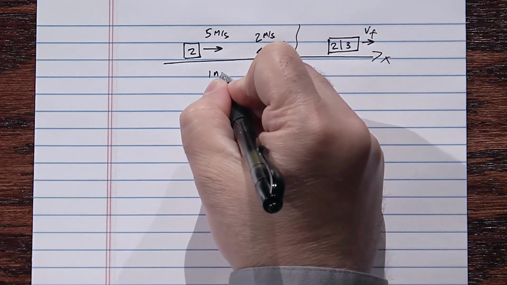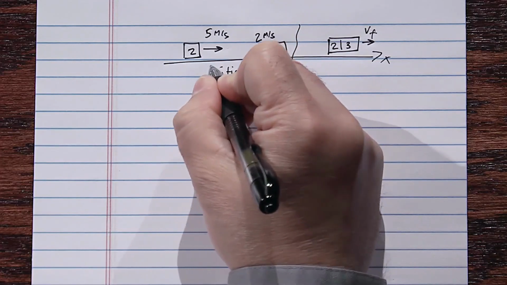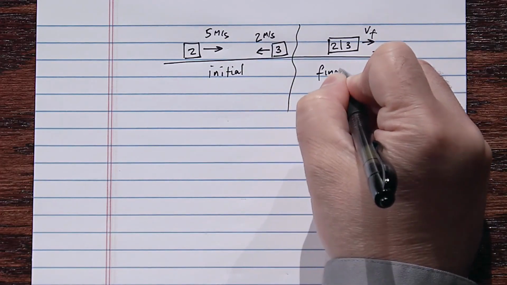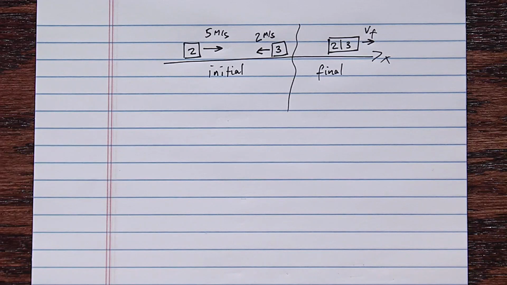So this is our initial situation, and this is our final situation. And I'll give you a moment to work on that. Remember that momentum is a vector, so that you have both magnitude and direction, or in other words, direction matters. So try and work on this, and remember that direction matters. I'll work it slowly so that you can stay ahead of me.